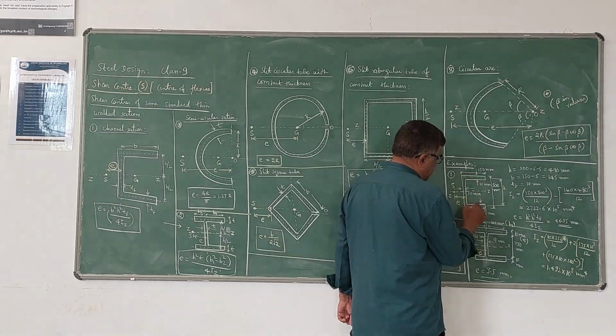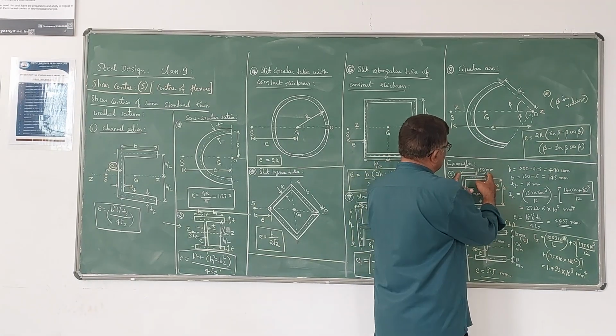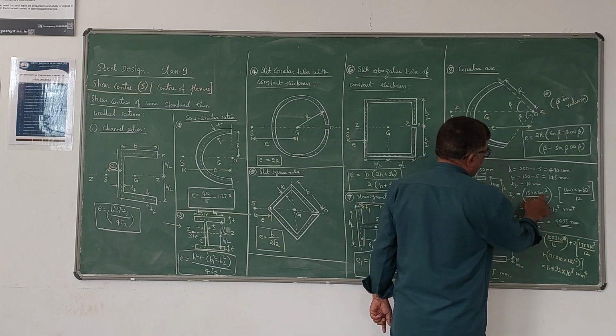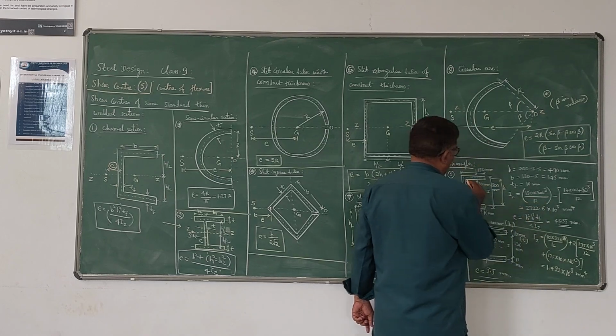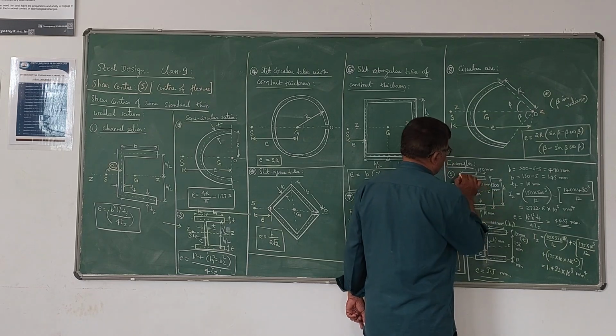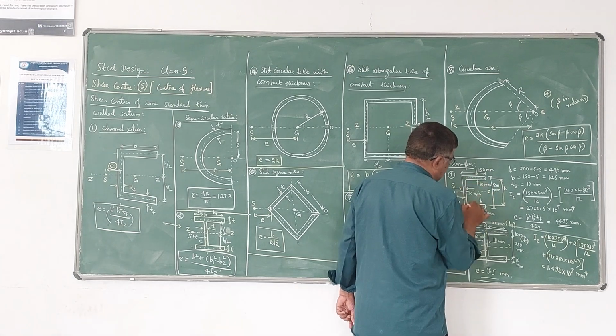So I will consider this as a big rectangle. B for this big rectangle is 150 and D for this big rectangle is 500. So 150 into 500 cube by 12, and from that I have to deduct the moment of inertia of this portion. So I have taken the moment of inertia of this entire portion minus the moment of inertia of this portion.